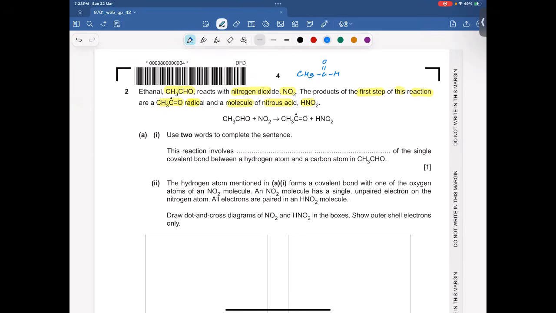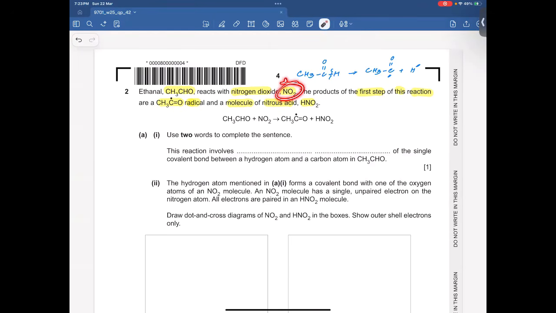Okay. Now we have a carbon-hydrogen bond here. So this bond undergoes homolytic fission, and because of that, when homolytic fission takes place, I'll get this radical and a hydrogen radical.